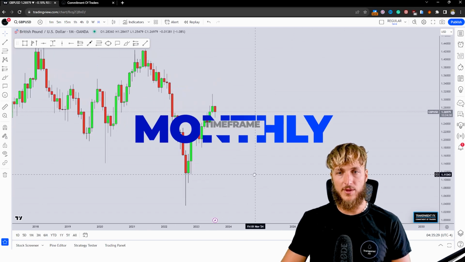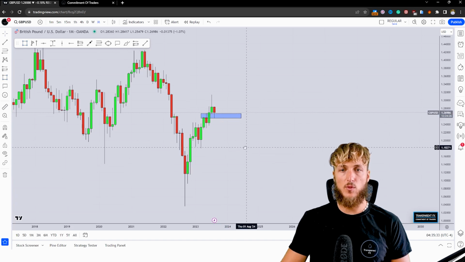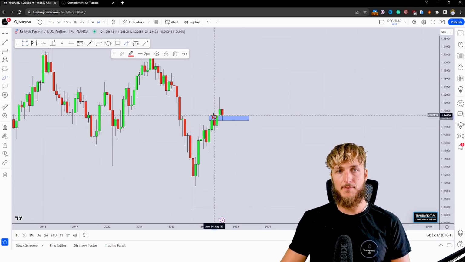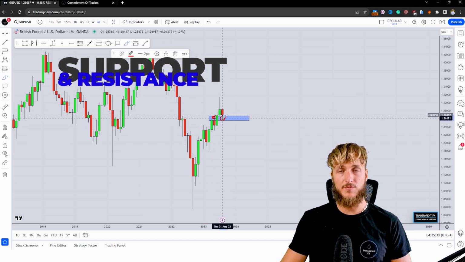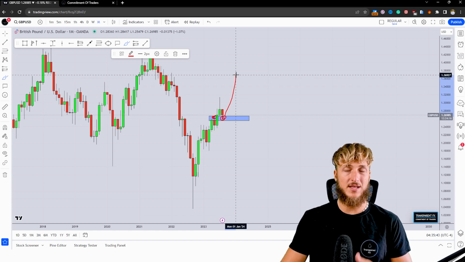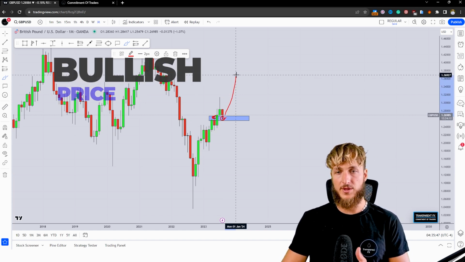Now, starting from the monthly time frame, what we can see is that we have a market which at the moment is testing a quite significant level of previous monthly resistance turn support. As the market is testing this previous resistance turn support, we could expect a rejection to the upside to be created away from this area.